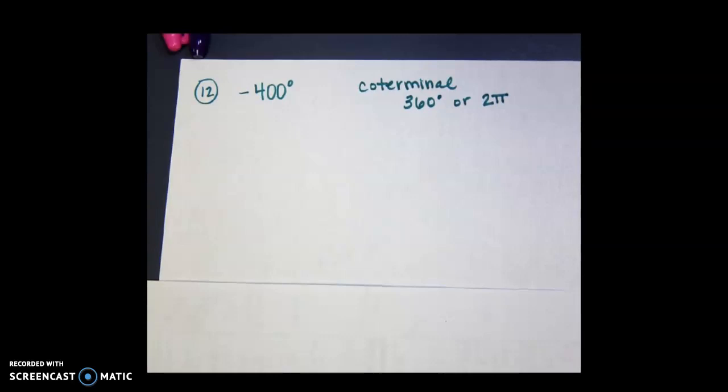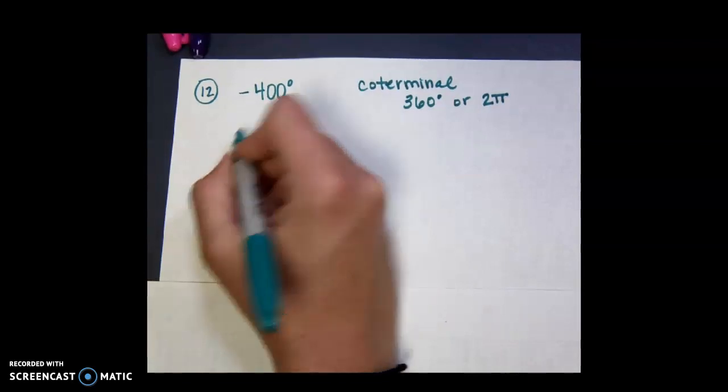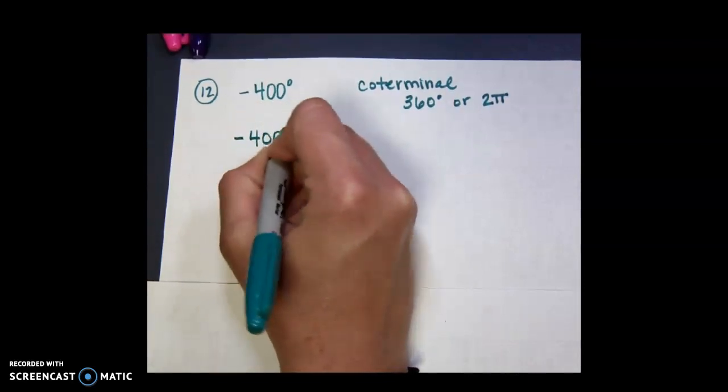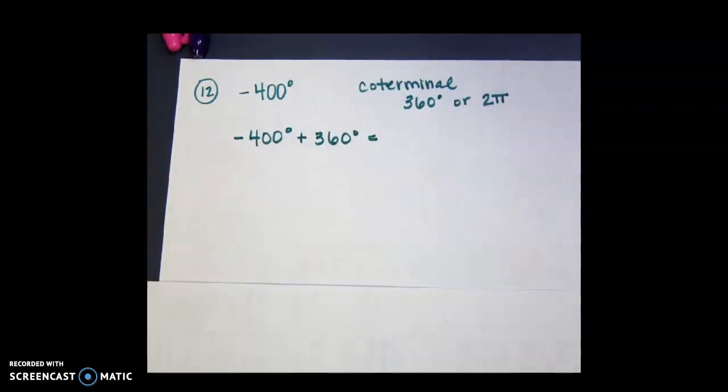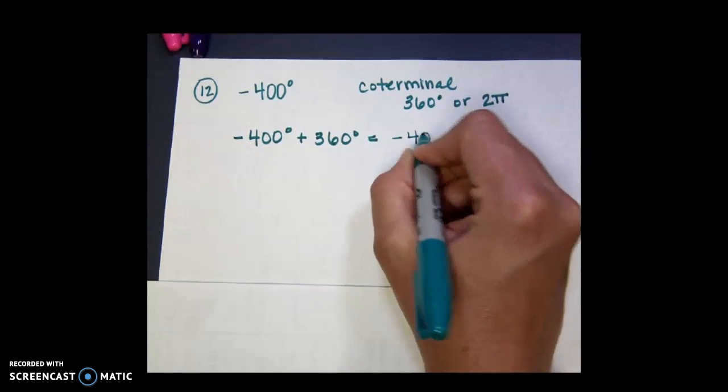This question wants you to find your answer between 0 and 360. So that means, in other words, it wants you to find an answer that would be in relation to your unit circle. Because we're in degrees, you're going to just do negative 400 plus 360. And if you add 360, that'll give you negative 40 degrees.